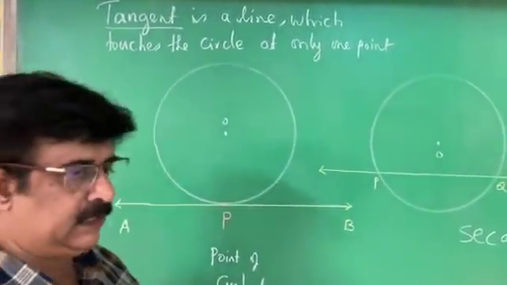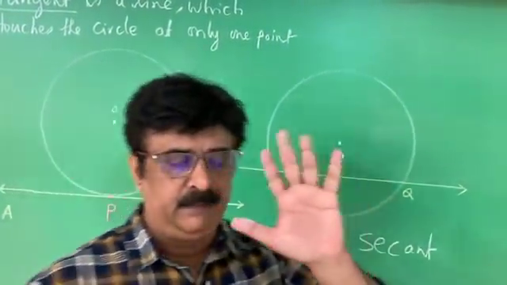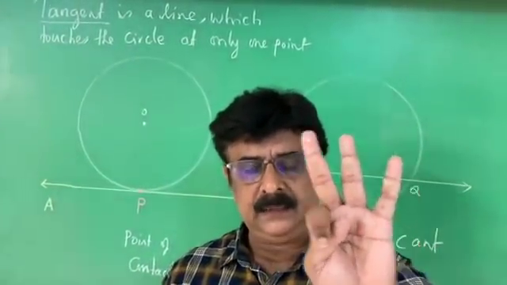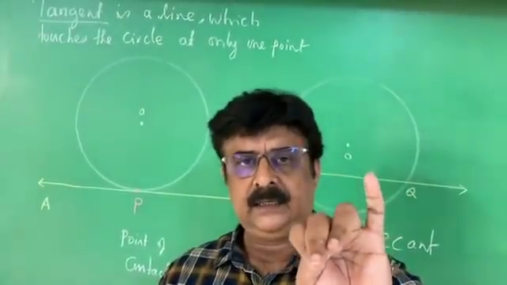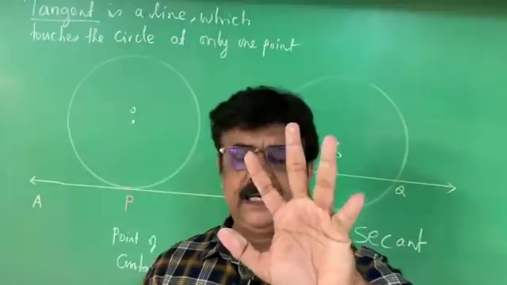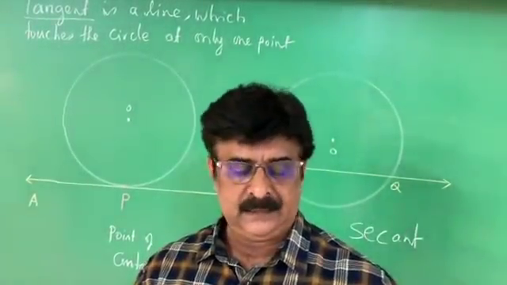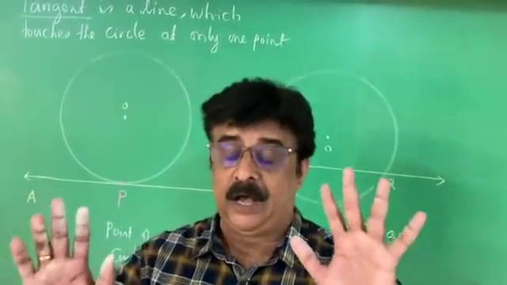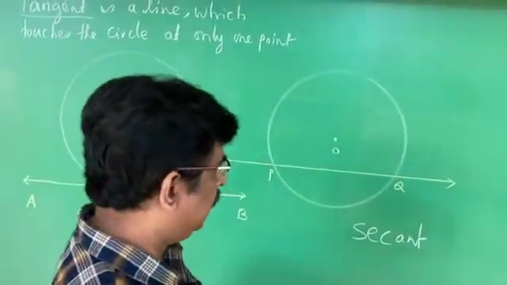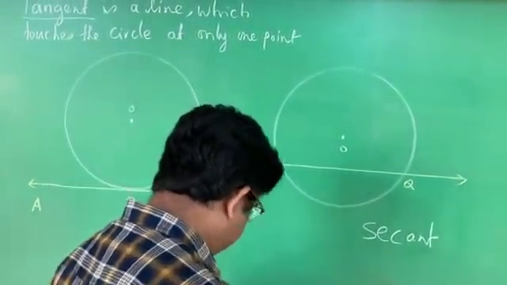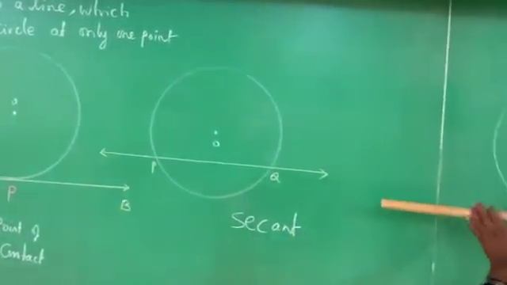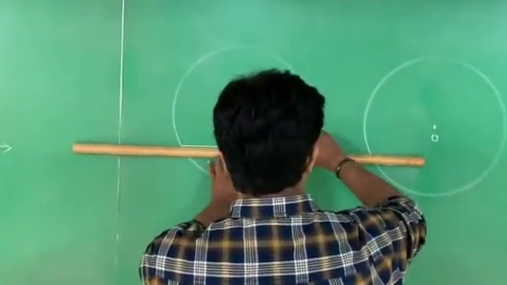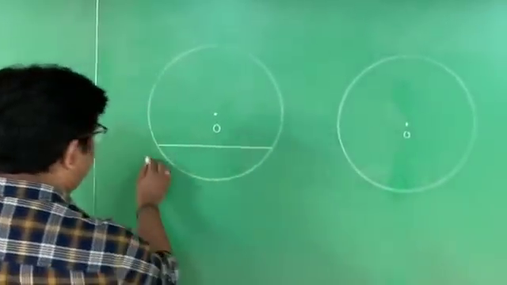What is secant? What is tangent? Now remember five things: radius, diameter, chord, tangent, secant. Tangent and secant are lines. Radius, chord and diameter are straight lines or line segments. Now see, sometimes they may ask you questions to make you confused. See, I write a line like this, AB I have written.